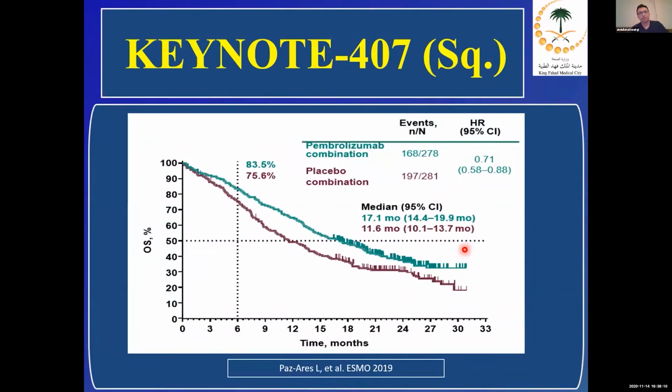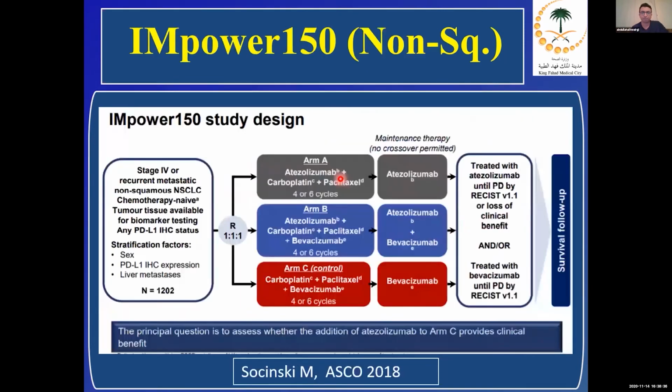In the squamous also, we have a similar trend. As you know, the chemo backbone in the squamous is quite different from the non-squamous. With the non-squamous, we include pemetrexed, but with the squamous, the chemotherapy mostly includes a taxane with the platinum. And by adding pembro to the chemo, platinum, taxane, we have seen that this also adds to the outcome.